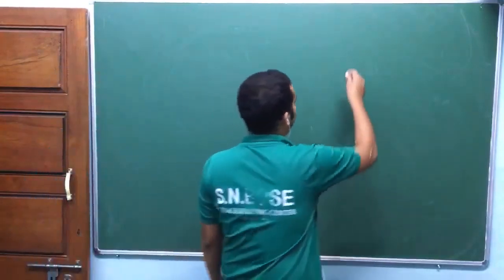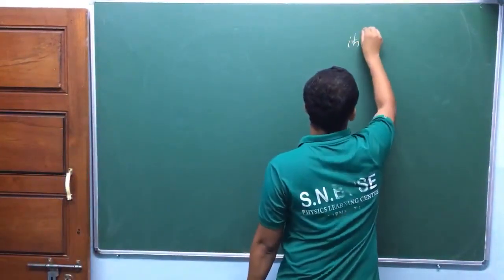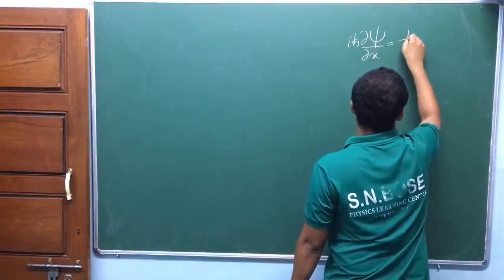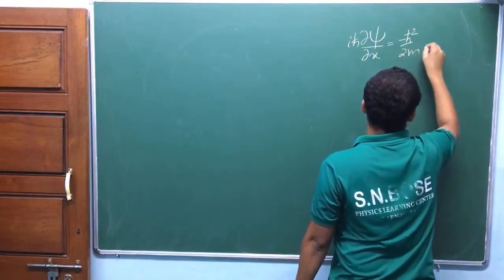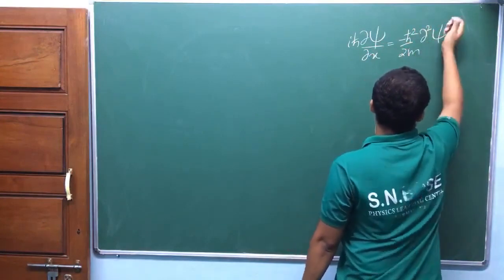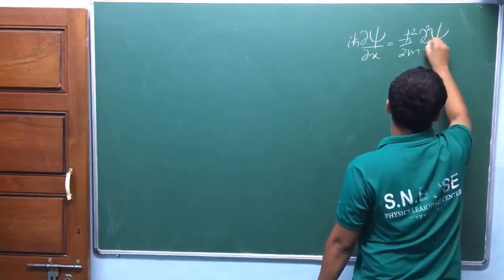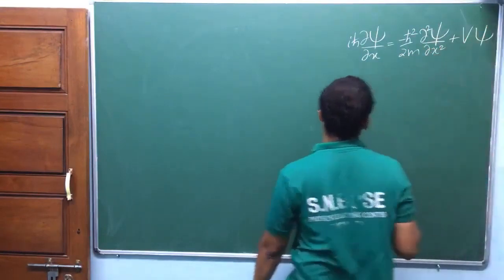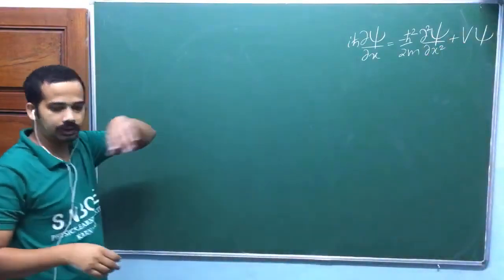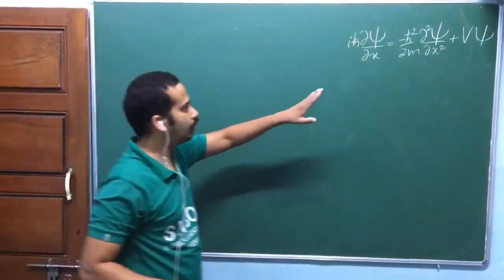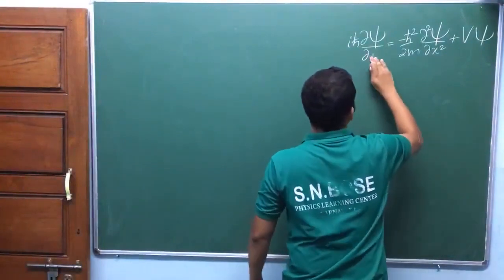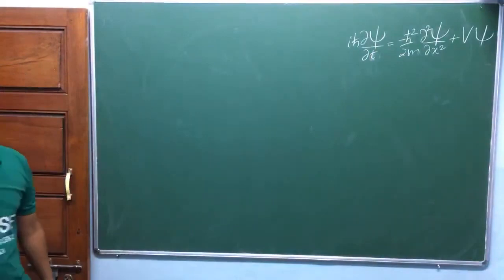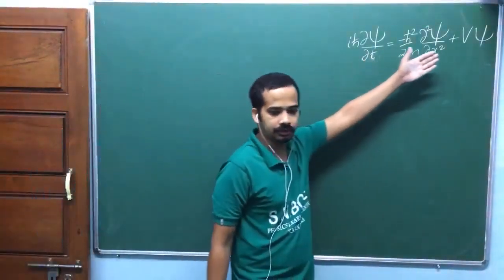So this one we call iℏ ∂ψ/∂x is equal to −ℏ²/2m ∂²ψ/∂x² plus Vψ. This is the one-dimensional Schrodinger equation. The dimension is 1. Even though you have two variables, time and space, in the space it is a one-dimensional Schrodinger equation.